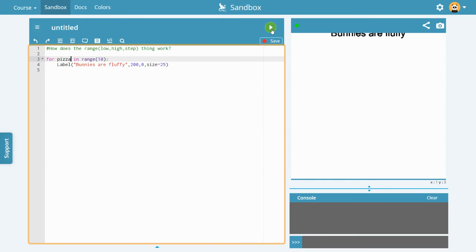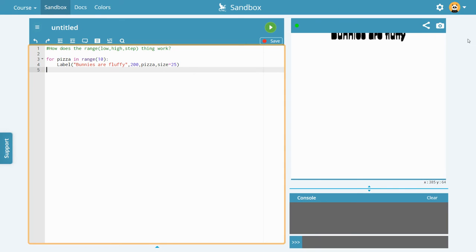Okay. All right, so again, we saw this last time. It did make 10 of them, but it put them all in the exact same spot because we didn't change our location at all. They're all at 200, 0. So since this word pizza is storing a different number in it each iteration, we could take this pizza and put it here at the height. So now our first height is going to be at 0. Our next height is going to be 1, 2, 3, 4, 5, etc.